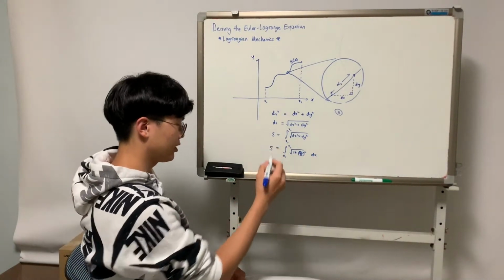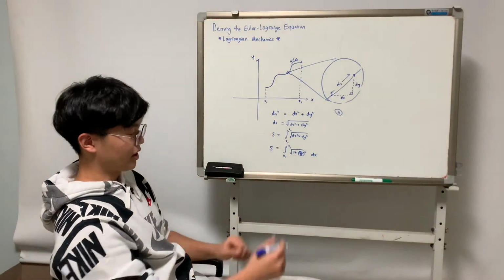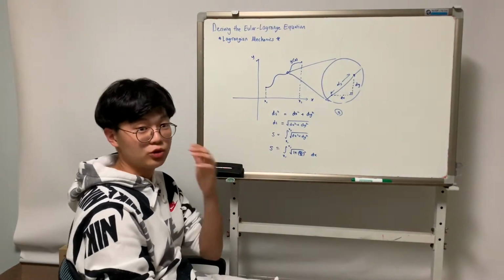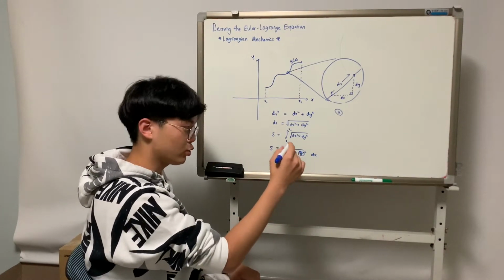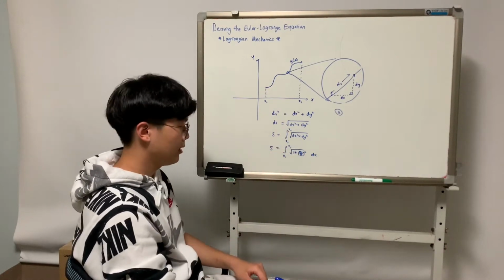And so we get an expression that goes like that. S is equal to the integral from x1 to x2 of the square root of 1 plus dy over dx squared times d of x.